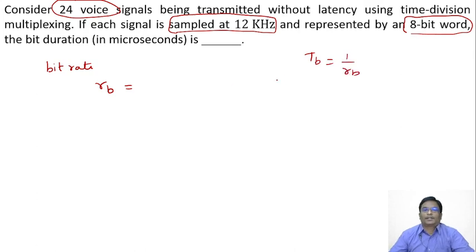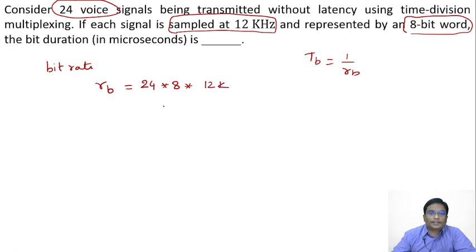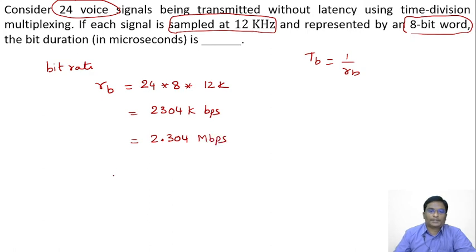First of all, what is the bit rate? RB is given by 24 signals, each one with 8 bits, sampled at 12 kilohertz. So 24 into 8 into 12k. Calculate, and you are going to get 2304 kilobits per second, kbps. If you want to write in Mbps, this is 2.304 Mbps, megabits per second.